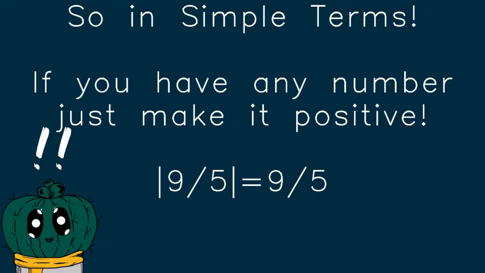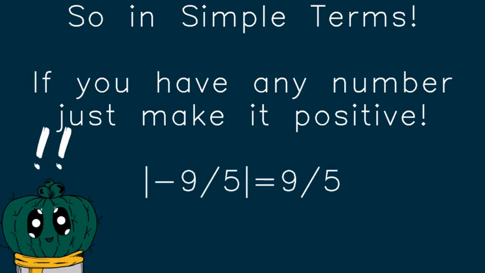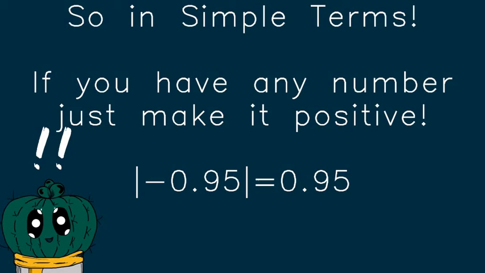99.99 is actually also a fraction, right? 99.99 is 9,999 divided by 100. So that didn't change what we were doing, and we're not going to be changing what we're doing over here. So the absolute value of 9 by 5 is 9 by 5. Similarly, negative 9 by 5 is also going to be 9 by 5. And the absolute value of negative 0.95 is going to be equal to 0.95.